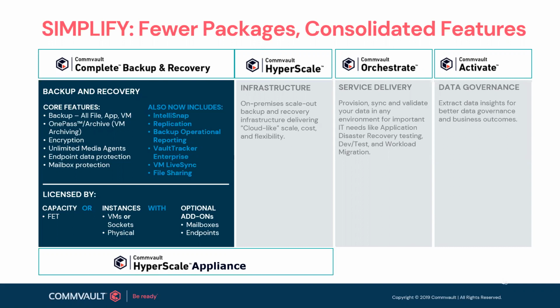So on the left, we license it by front-end terabyte. Front-end terabyte here means that before dedupe, before compression, how big is your workload? What are the size of your servers you want to back up? That's it. You add together everything, all the capacity, you tell us, we will license you like that.